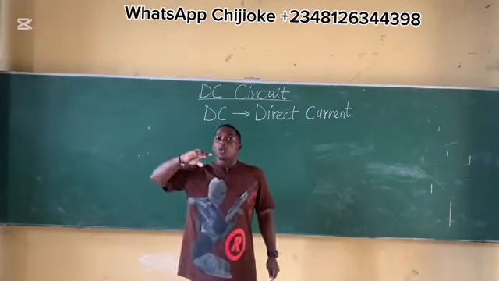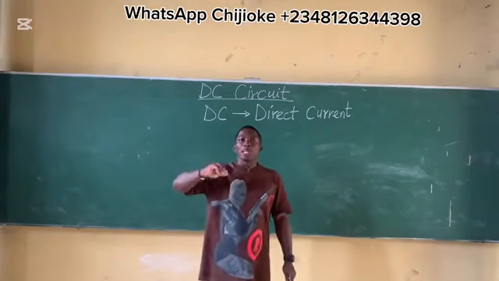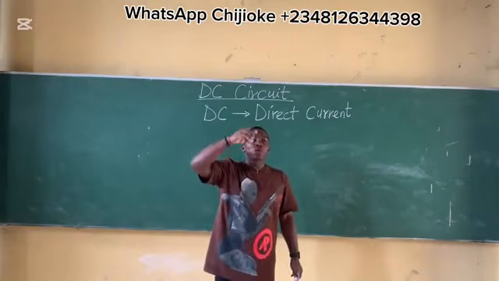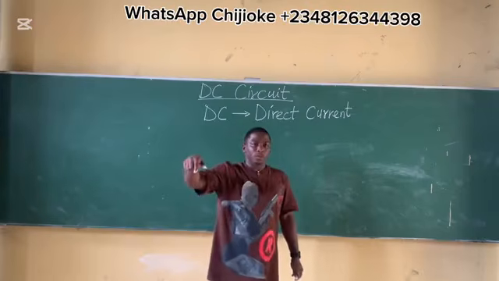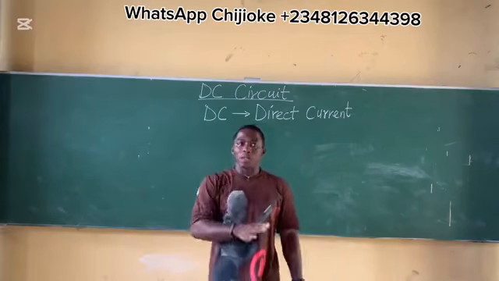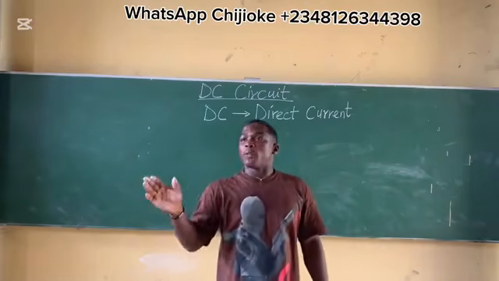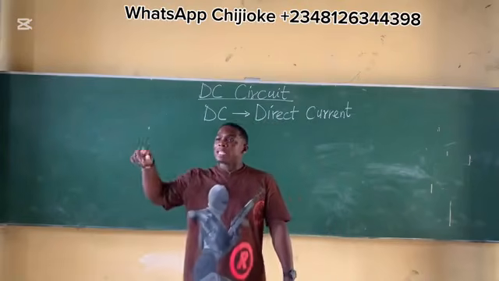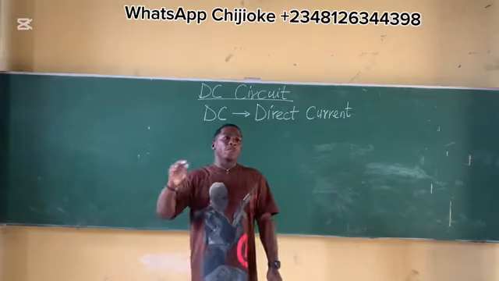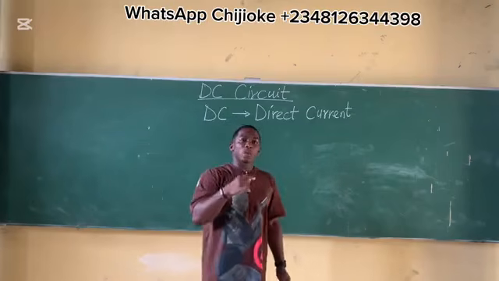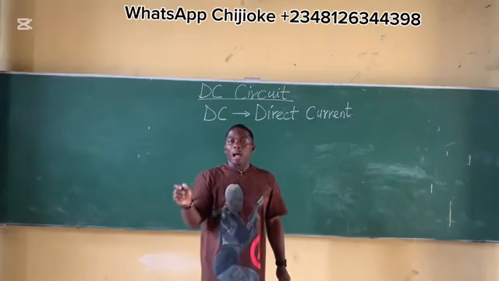What does it mean to be unidirectional in the flow of current? It means the flow of current is always in one direction. A DC circuit is a type of circuit in which the flow of current is unidirectional, meaning the flow of current in that particular circuit is in one direction. Are we following?